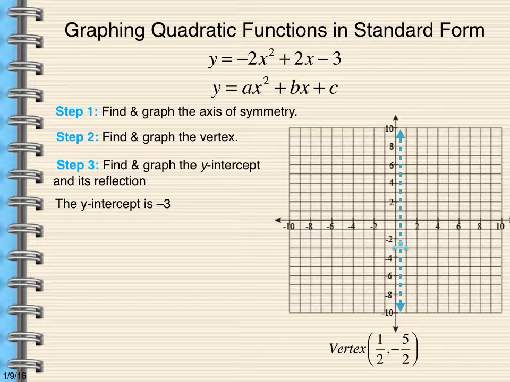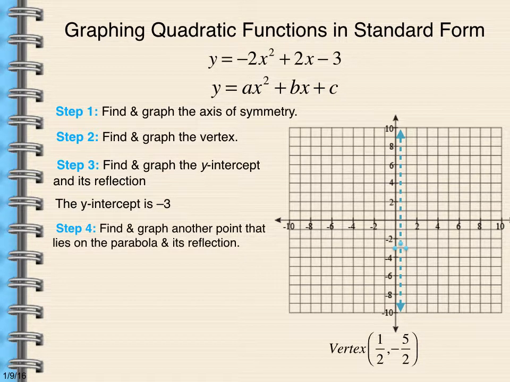Okay, the next step, we're going to find and graph another point that lies on this parabola and its reflection. And so I'm looking at an x value of 2. And if I substitute 2 in place of x in my original equation, I can get the y value that corresponds to x equals 2. So I can see that the curve goes through (2, -7), so I'll plot that. And then I'll plot the point that matches it on the other side of the axis of symmetry.